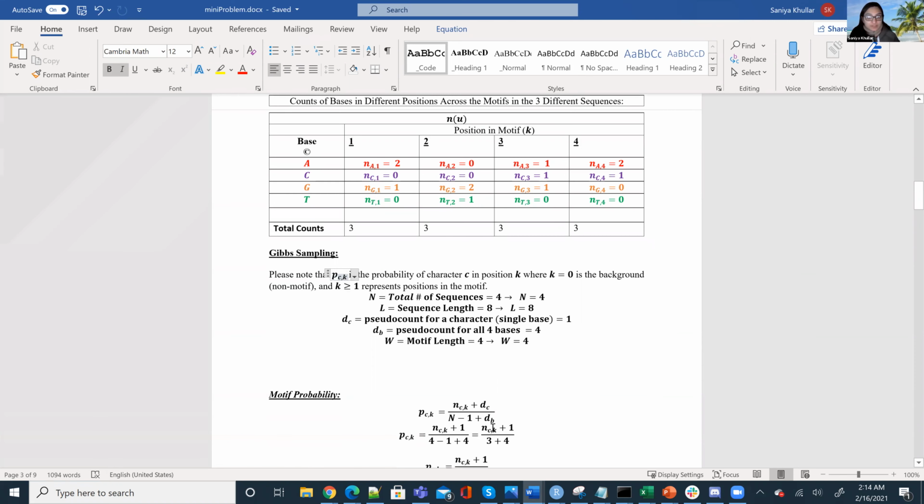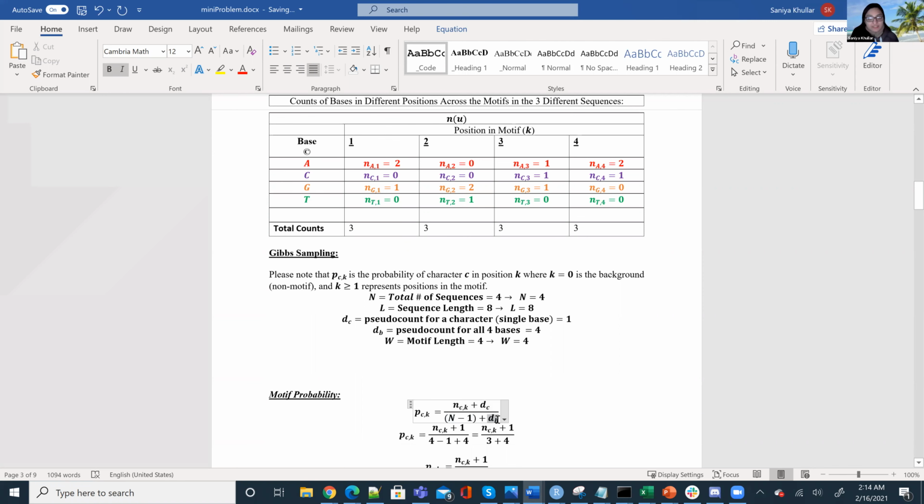And we are going to do that with this formula, where we find the probability of having a given character in position k of our motif, like in positions 1, 2, 3, or 4. We're going to figure this out using this motif probability, which is n_c,k plus d_c divided by n minus 1 plus d_b. So you just have to subtract 1 from n and then add d_b to it. I should have made that clearer.